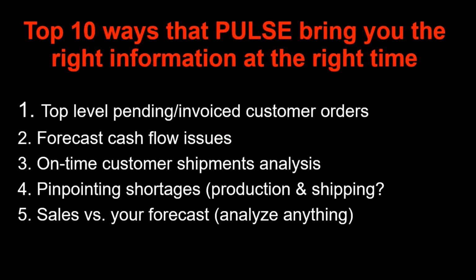I mentioned a little bit earlier that we want to talk about pinpointing shortages, and those are shortages in the production area. In the production area, they're components. In the shipping area, they would be finished goods. We also want to talk about the sales analysis capabilities that we have in the software. In the Macola software, there's no capability to put in your sales forecast and then be able to track your actual sales versus your forecast or your budget. And we have that capability.